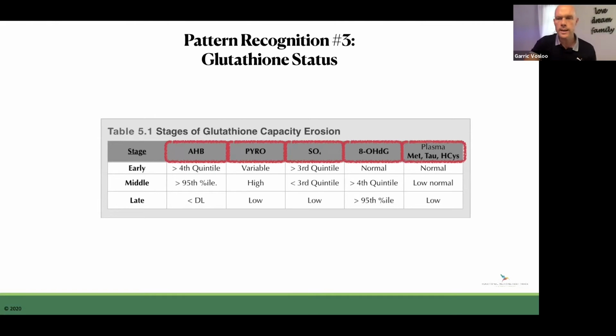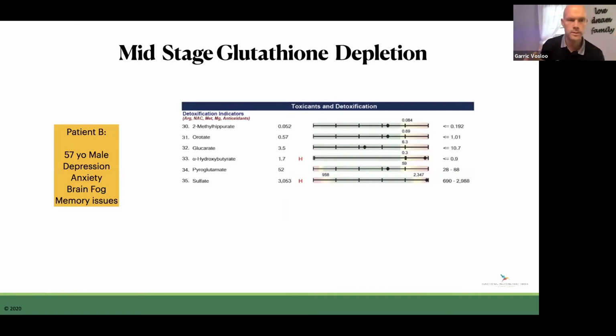If you want to do plasma confirmatory testing, you can do some amino acids and just have a look at those basic building blocks. And certainly those are low, along with all these other markers being non-detectable and low. That is going to be a severe glutathione capacity erosion. So let's have a look at some examples.